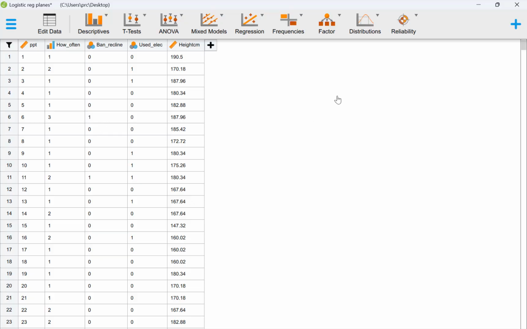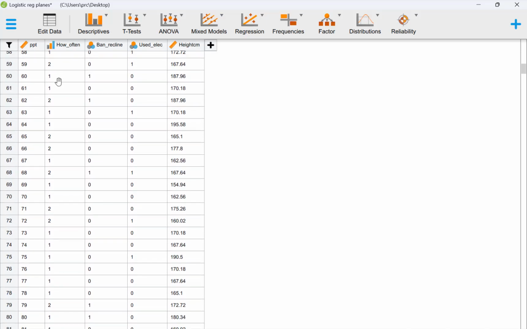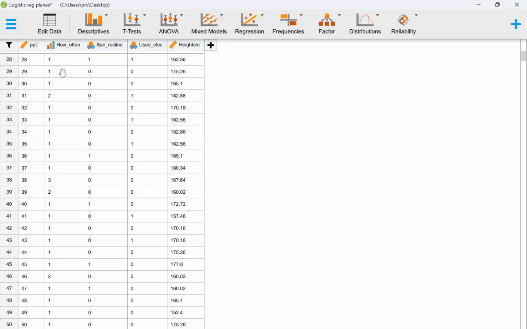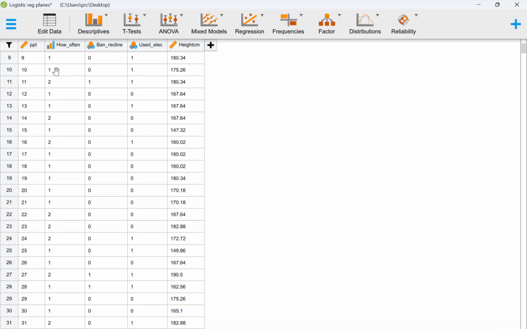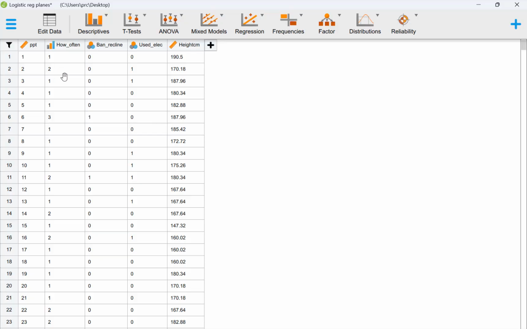And then we've got 3 predictors which I believe may be associated with this. Here we've got participants' height in centimetres. So the idea behind this is taller people may be more likely to want to ban them because they have less space. How often is an ordinal variable, which is how often people fly. Low scores means you almost never fly, you fly once a year. Higher scores mean you're a very regular flyer.